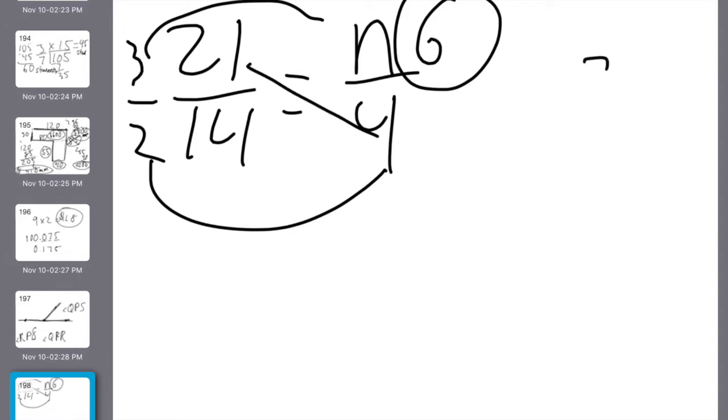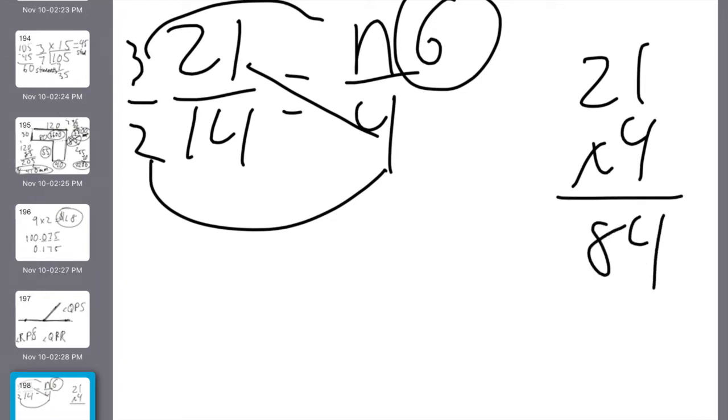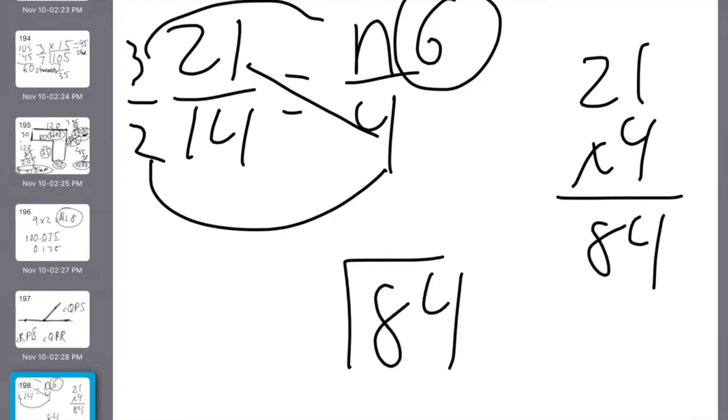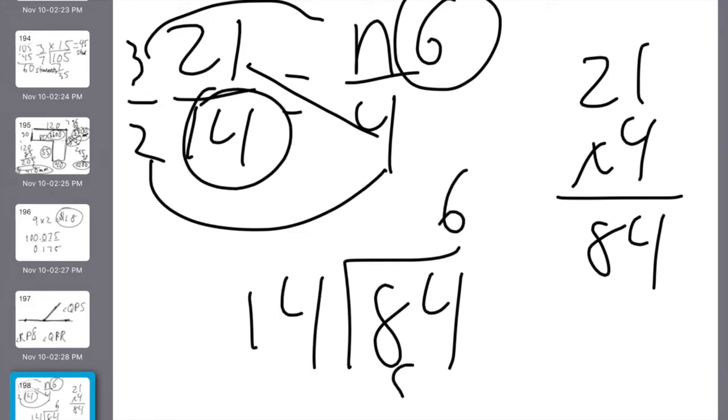Your other way of solving it is cross multiplication. Because it's the first time with this lesson, I'm just going to show you that. Multiply the numbers that are diagonal from each other. That gives you 84. 84 divided by the number that's left, then, is divided by 14. It goes in there 6 times. So sometimes it's multiply and divide.